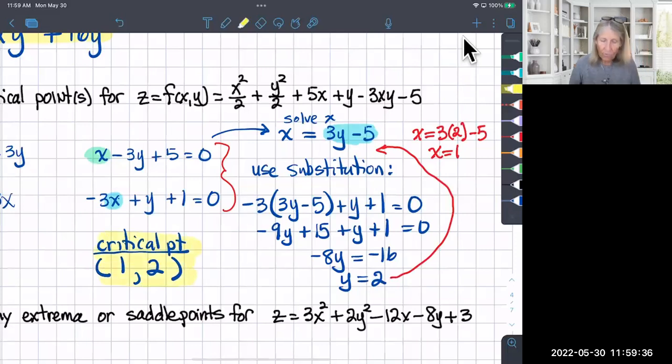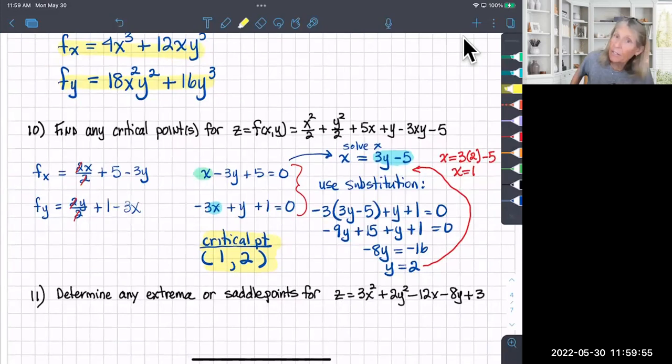Now, if they ask you for the x, y, and z, then you would just plug this x and y back in the original and get the z value. It just depends on how they ask the question. If they just say the critical point, I'm just going to give the ordered pair. Okay, all right. That's how you find a critical point.